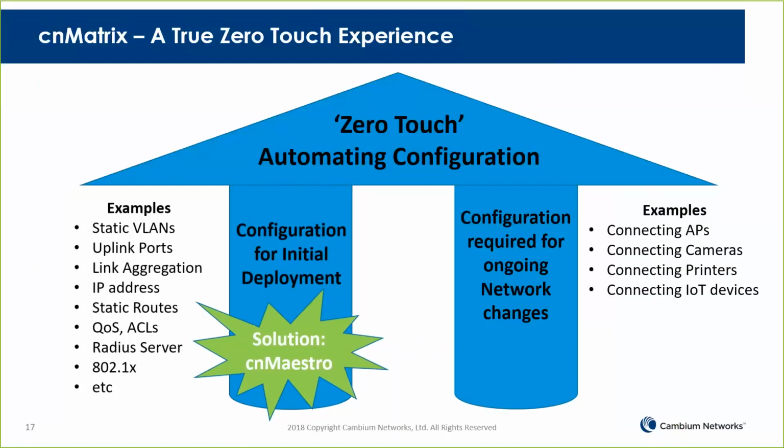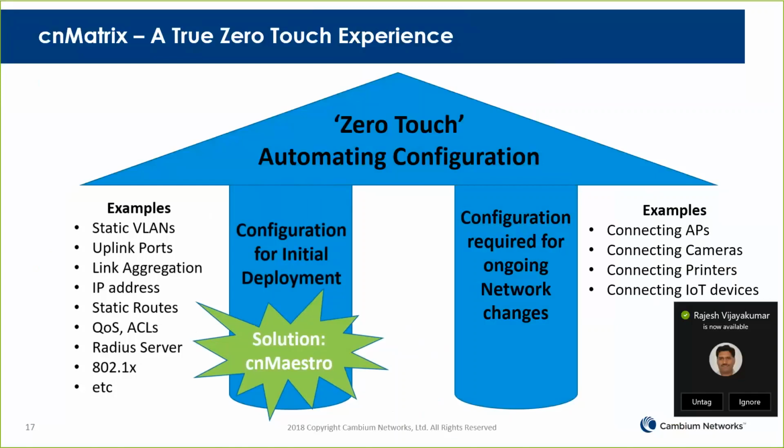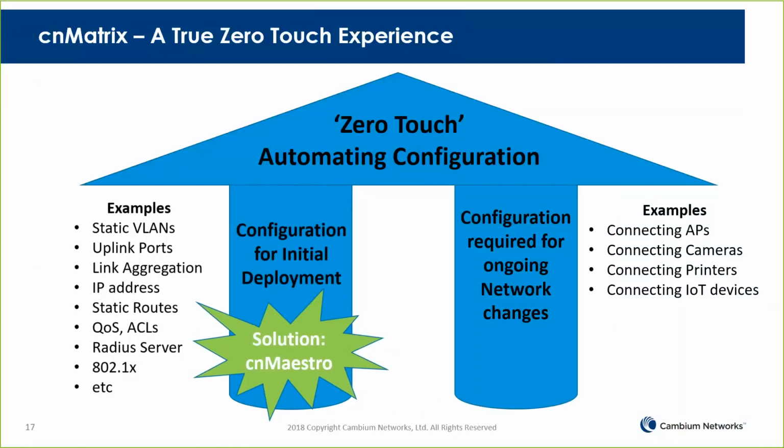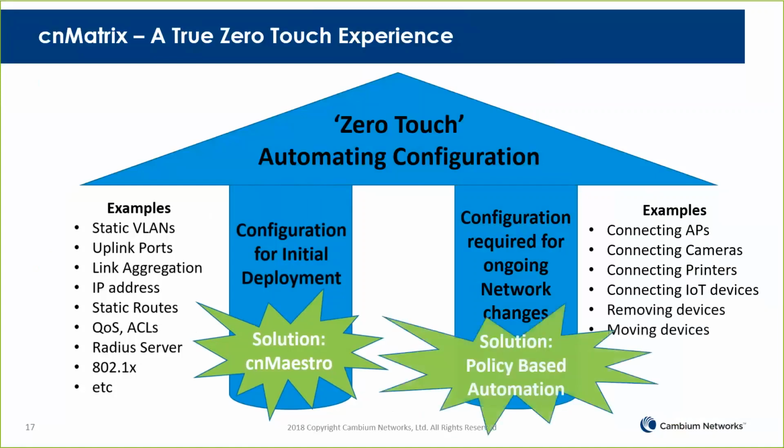What VLANs do you want that device to have access to? What are some of the security settings? What are some of the QoS settings? So that configuration that is necessary when you connect these devices, the question is, how do you automate that configuration to deliver a zero-touch experience for your day-to-day operations? And the answer to that question at Cambium is this feature that we call policy-based automation.